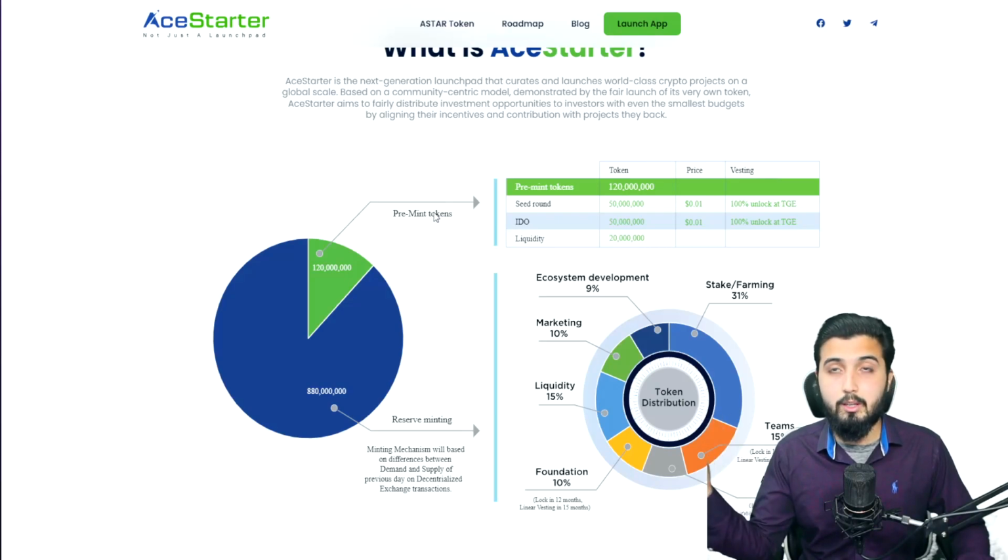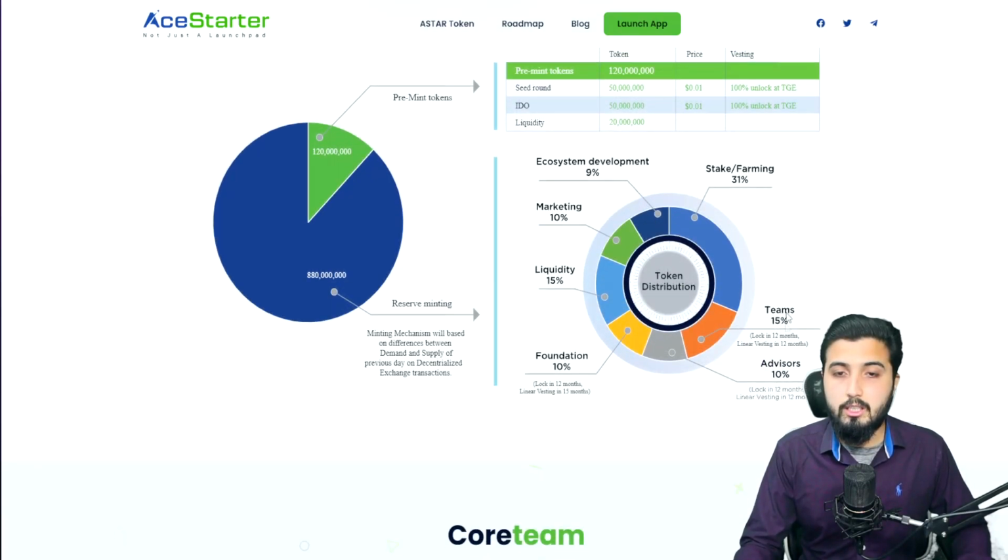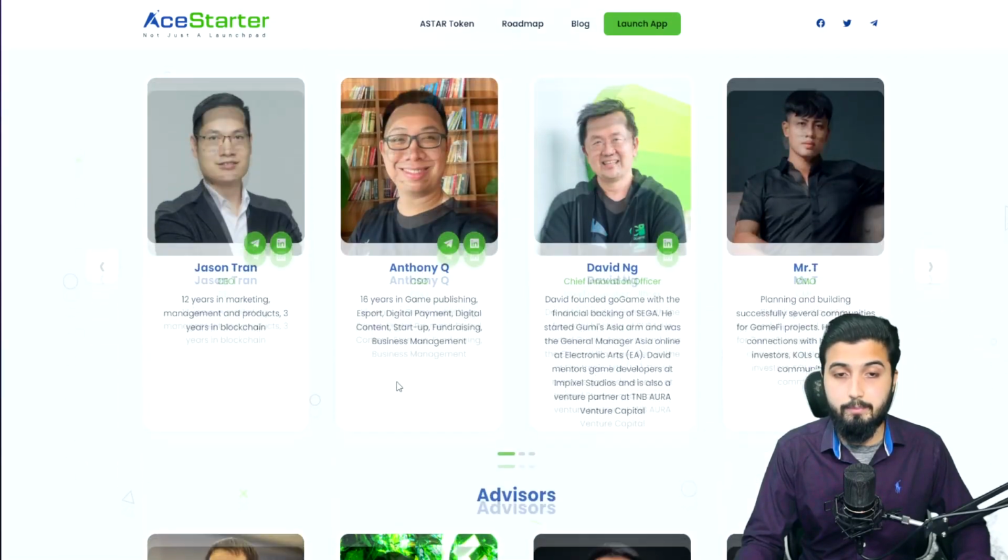As we talked about in the model, the seed round and IDO have the same price over here. 100% unlock at the token generation event for both of these. And there's the whole distribution: 31% stake and farming, 15% team, 10% advisors, 10% foundation, 15% liquidity, 10% marketing, and 9% ecosystem development. The mining mechanism will be based on differences between demand and supply of the previous day on decentralized exchange transactions.